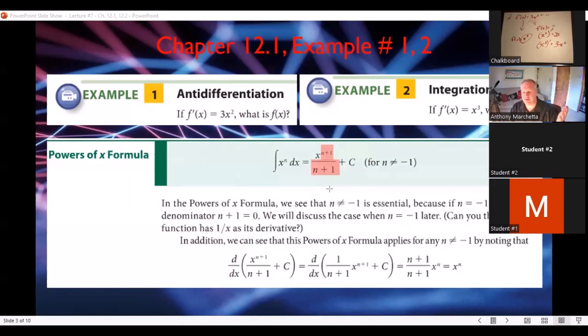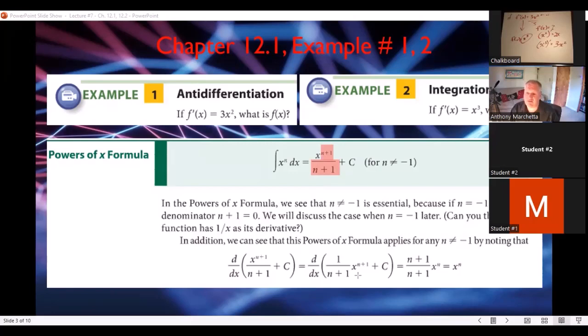And the same thing with the power. It used to be x to the n minus 1. Now it's x to the n plus 1. So knowing that, if we have a case where I know what the actual derivative was, I can come backwards and get the function that way, which brings us to example 2.